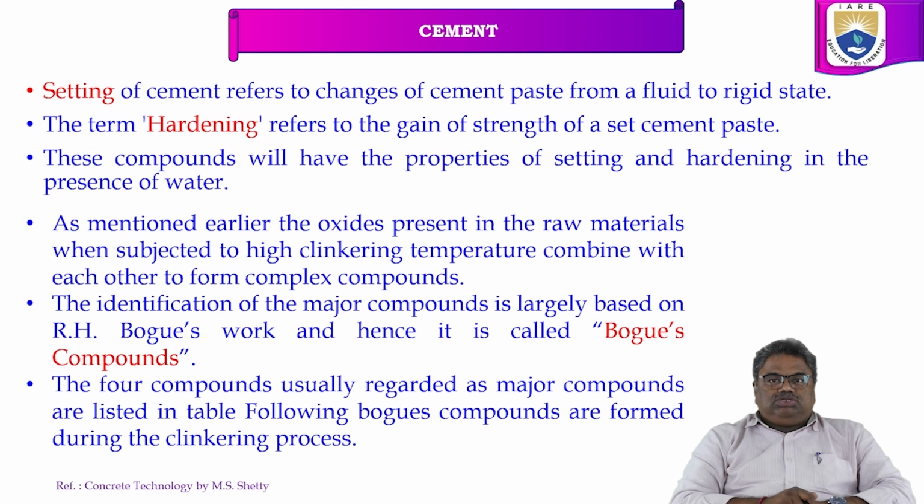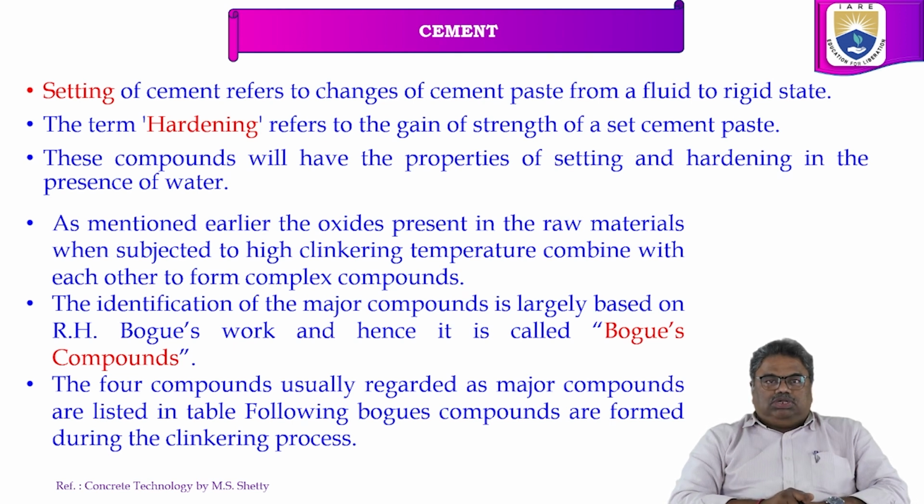The identification of major compounds is largely based on Bogue's work, and hence they are called Bogue's compounds. During the clinkering process, clinkers are subjected to high temperatures. The clinkers have a lot of oxides, and these oxides combine with each other and form the complex compounds. These complex compounds are largely based on Bogue's work, so that's why they are called Bogue's compounds.